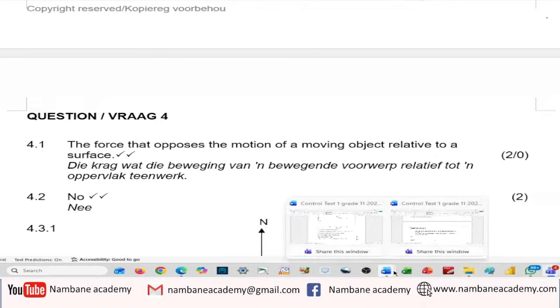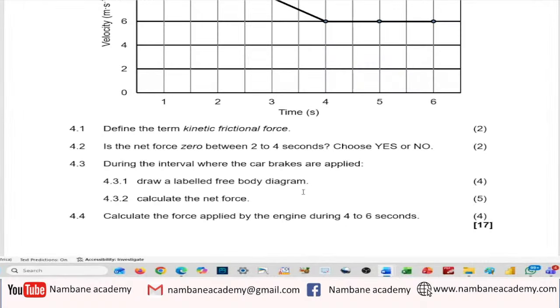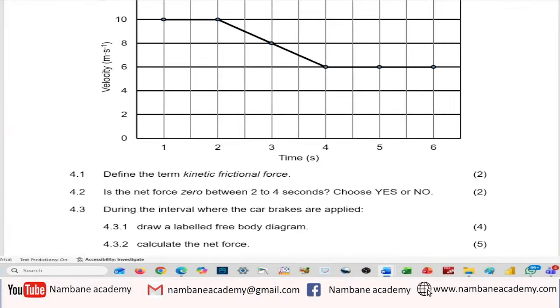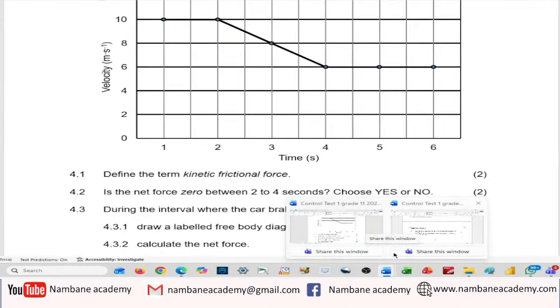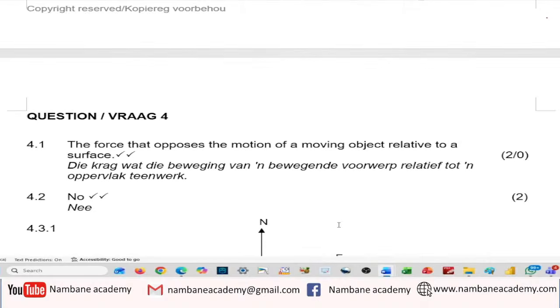Then the next question, is the net force 0 between 2 and 4 seconds? Between 2 and 4 seconds, net force cannot be 0 because we can see from that point the object is accelerating in the negative direction, or rather it is decelerating as the velocity is decreasing. So the answer there, from 2 to 4 seconds, should be no. And then 2 marks for no.